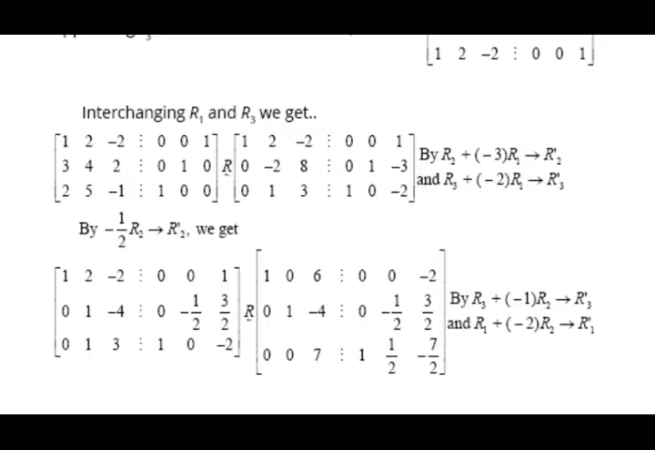Now we make the 1 below and the 2 above equal to 0. We subtract R2 from R3, which makes the below 1 equal to 0, and then we multiply R2 by -2 and add in R1 to make the above 2 equal to 0. By this process we complete our second column and we move toward the third column.